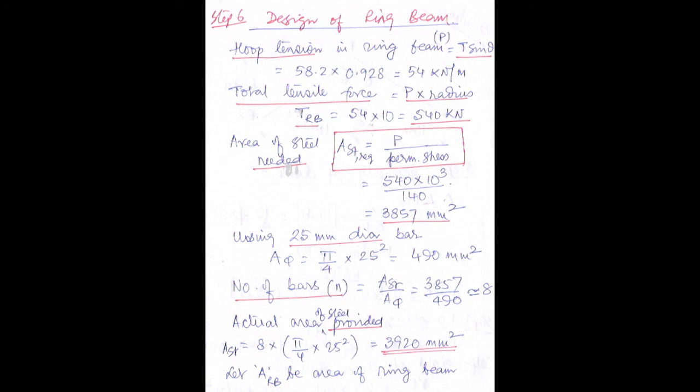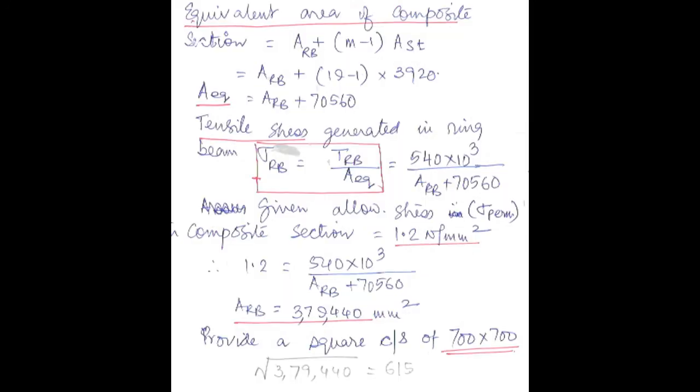Now let us assume ARB is the area of the ring beam. So now the final stage has come, how we will decide the area of the ring beam. Here we have to find the equivalent area of the composite section. So AEQ is given as ARB, that is the area of the ring beam, plus M minus 1 multiplied by the AST, where M is the modular ratio. So that value is given as 19 minus 1, and AST we have got 3920. So from here we are getting one expression.